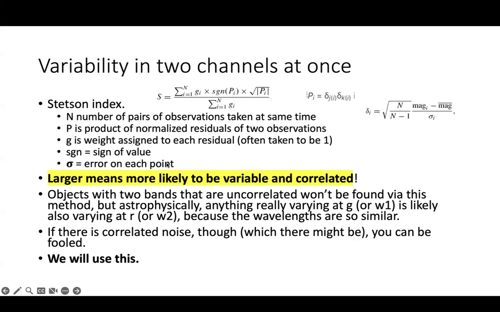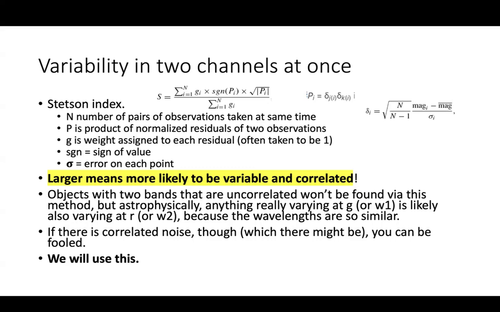Sigma, in this case, is the error on each point. After you do all of this calculation, if you get a larger number, it means that your object is both more likely to be variable and the two bands you have are correlated. In other words, the two light curves taken at the two different filters are correlated. So if you have two bands of data that are uncorrelated, you're not going to find it.